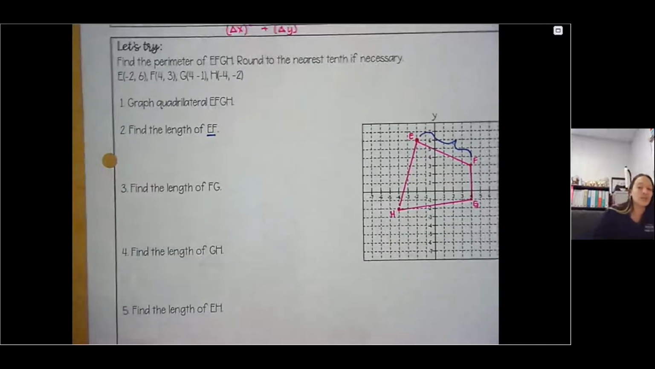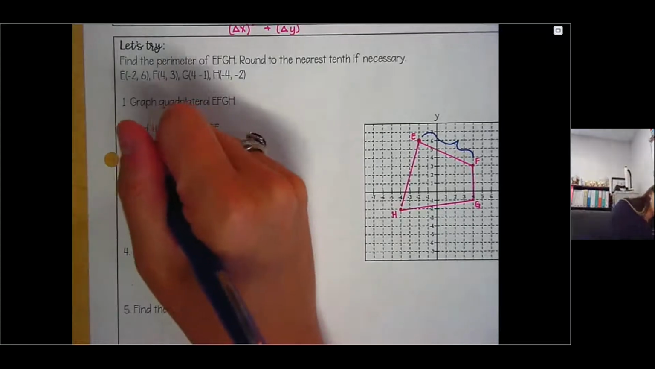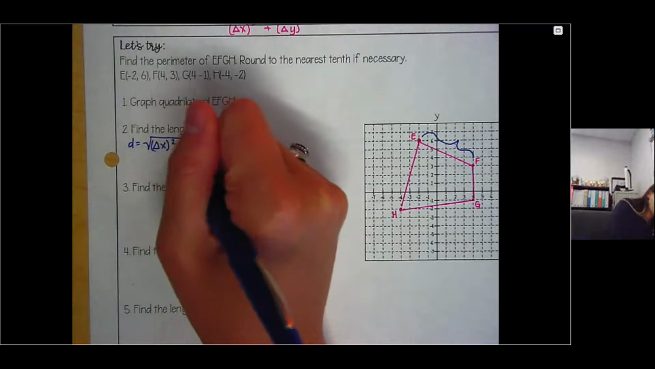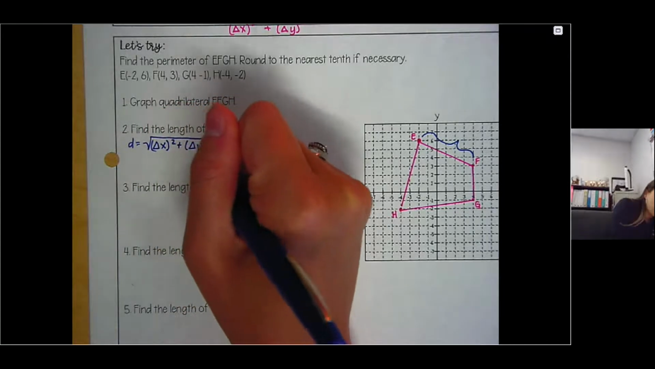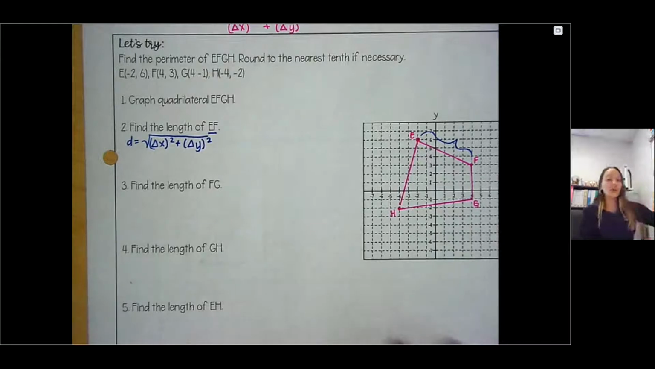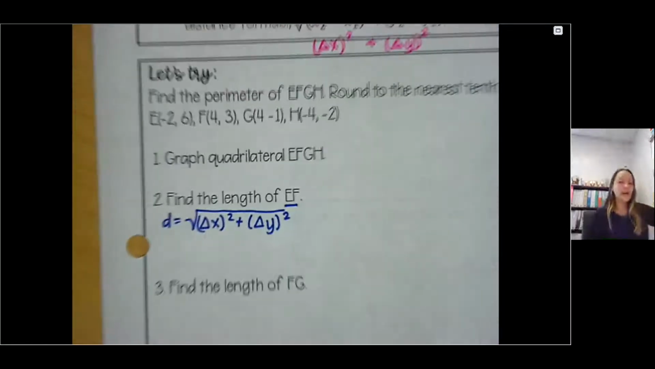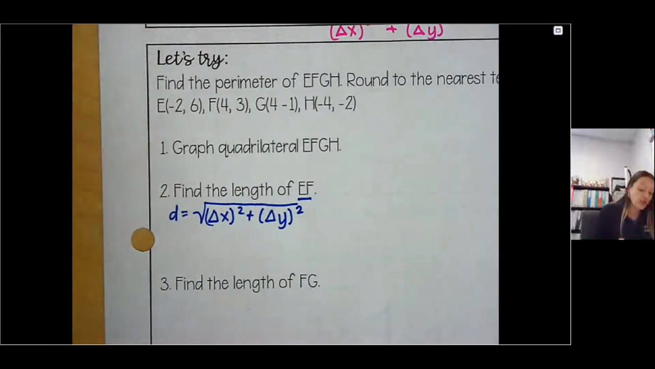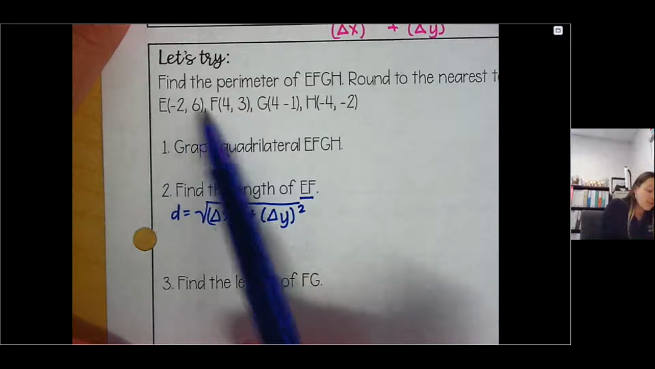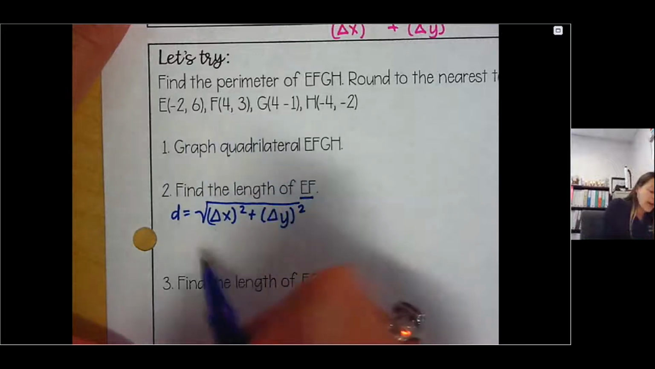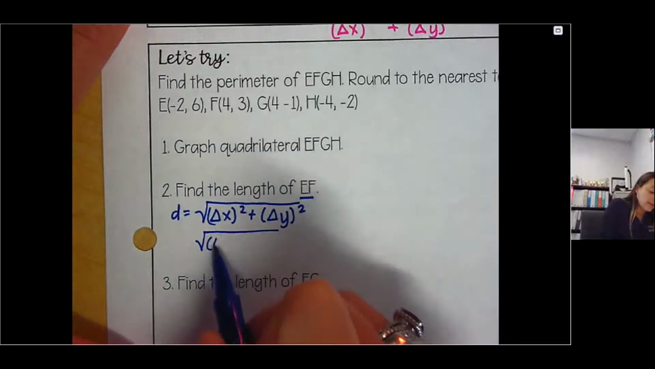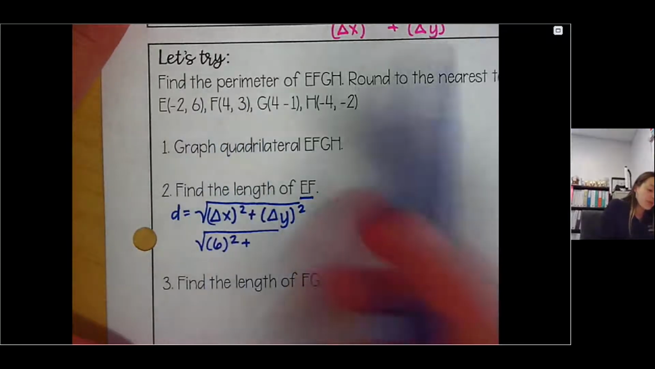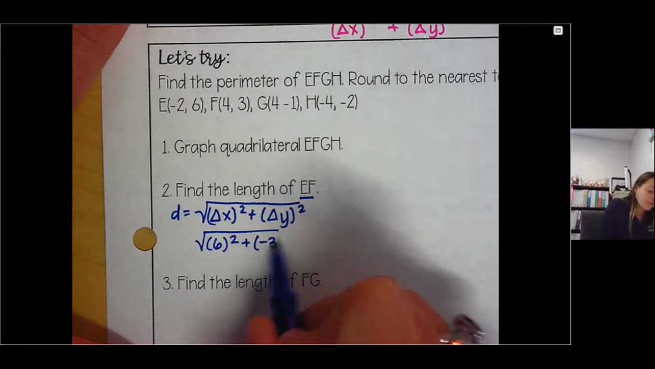And remember, we're going to use our distance formula. I'm going to do change of x squared plus change of y squared, thinking about it like we're on a number line. So if we're going from E to F, we look at our x values and see how they change. If you're going from -2 to +4 on a number line, you're really adding 6. And then if you're going from 6 to 3, you are subtracting 3.